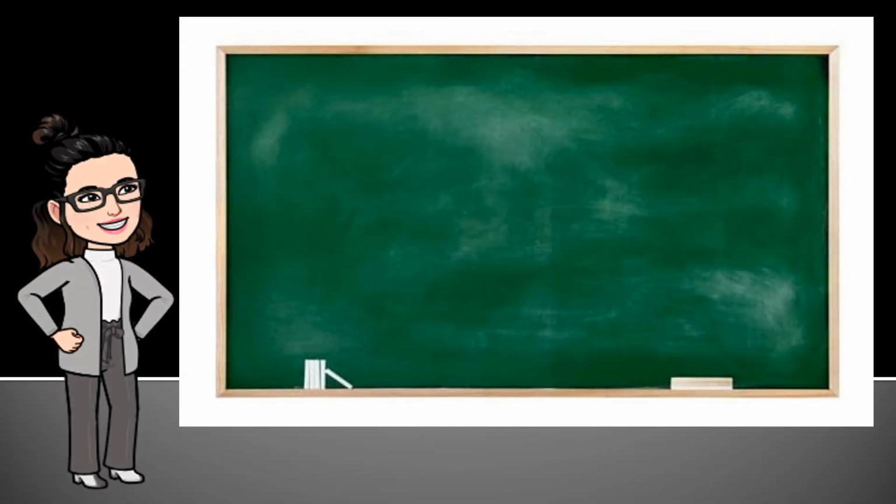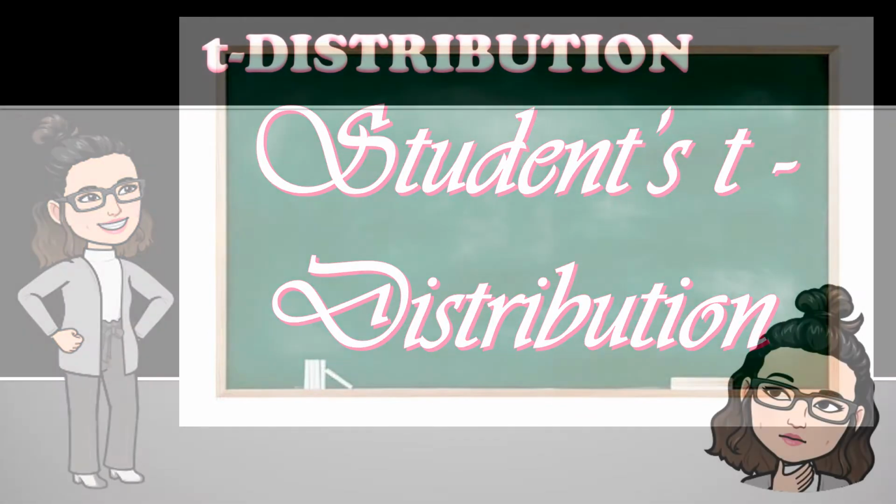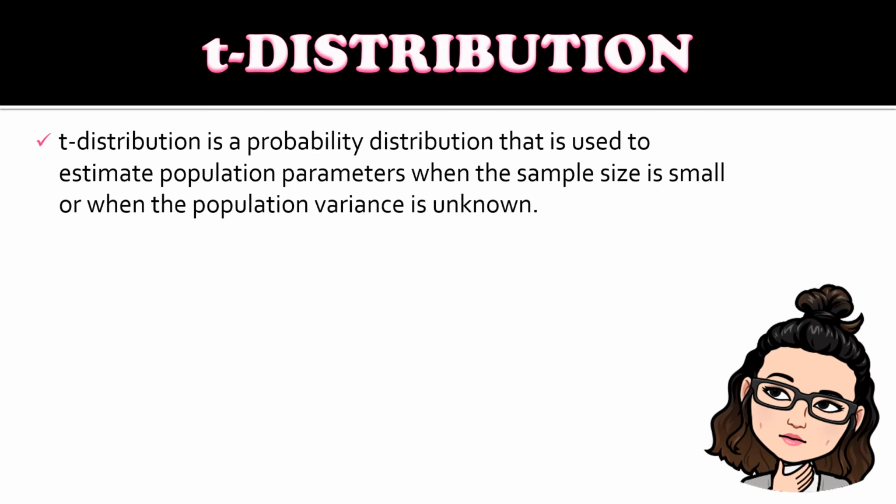For today's topic, we have student's t-distribution. So what is a t-distribution? It is a probability distribution that is used to estimate population parameters when the sample size is small, which is less than 30, or when the population variance is unknown.